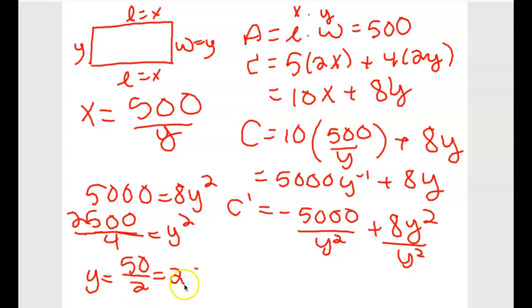So y is equal to 25. Therefore, x is equal to 500 divided by 25, which is 20.